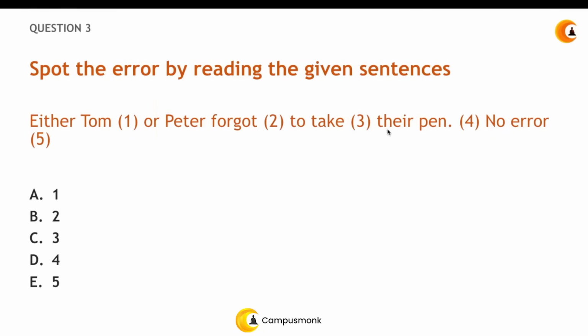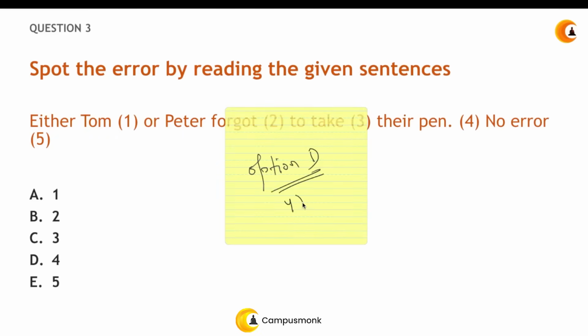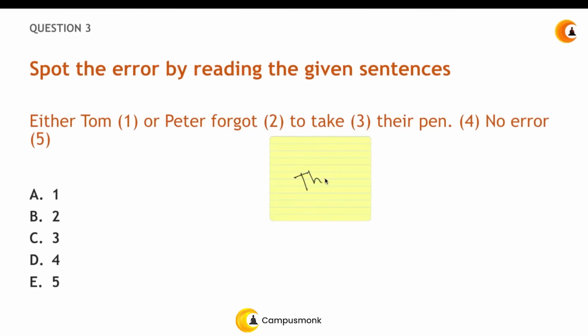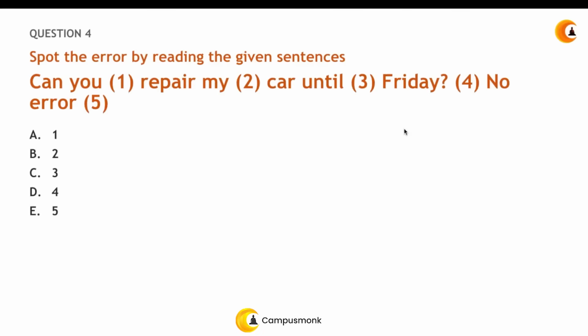So where's the error? The error is in the fourth one. Okay. So your answer is in option number D, which says 4. And what is the error? It shouldn't be there because anyone forgot to take it, so it will be his. So what will be our statement? It will be either Tom or Peter forgot to take his pen. Right? Great. Moving ahead with the next spot the error question. Your 30 seconds starts now. This is also a simple one. I suppose you can catch it.